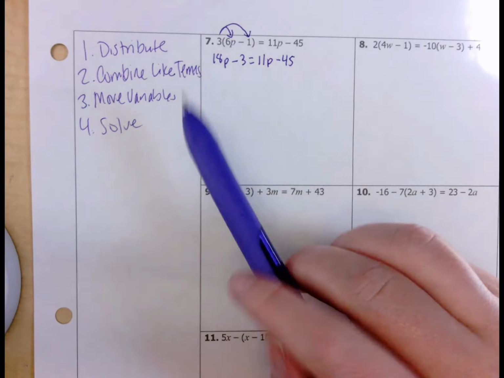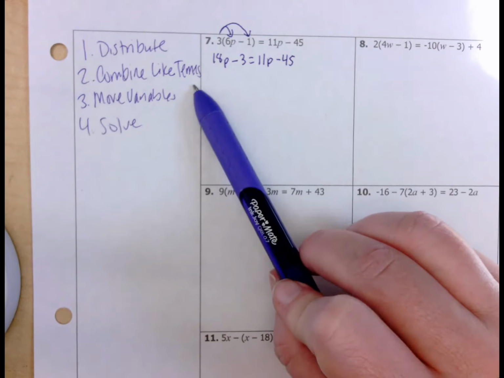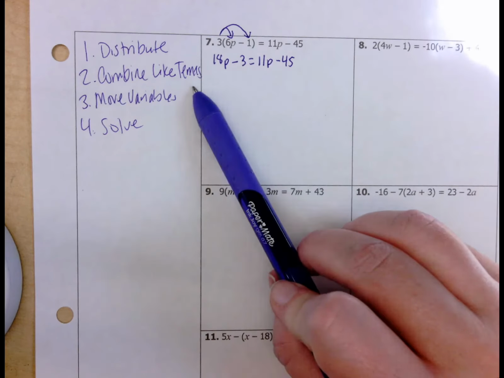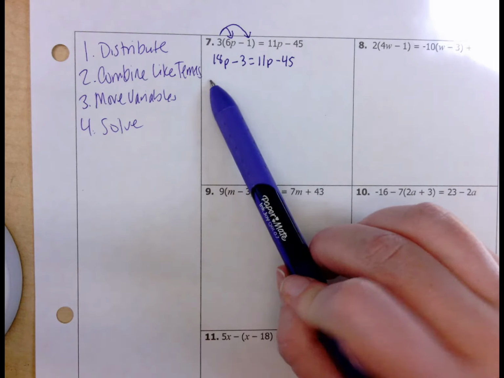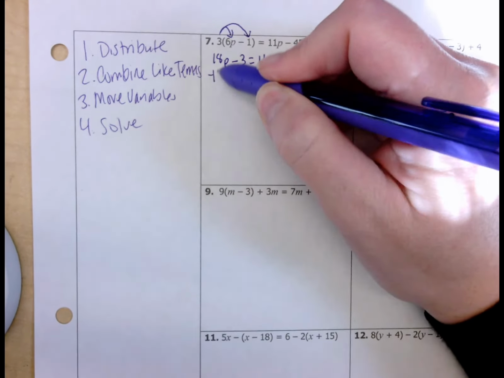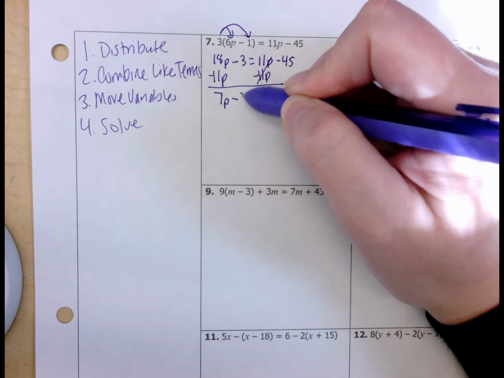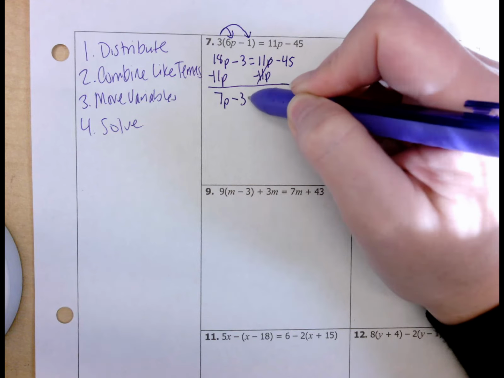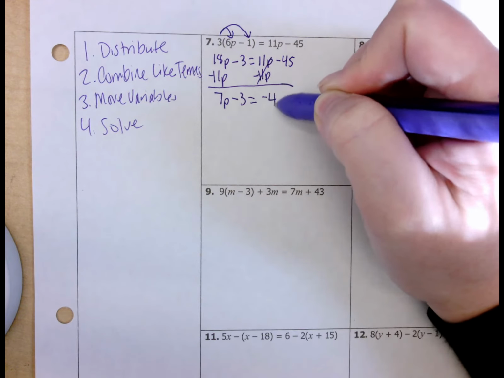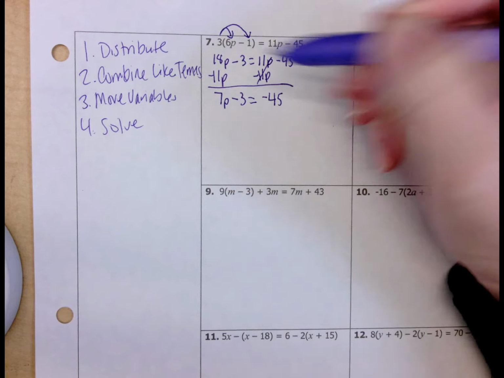So now I have to decide, am I going to move the 18 to the right or am I going to move the 11 to the left? And in this case, again, it's just easier to move the 11 to the left, so that's what I'm going to do. I'm going to subtract it. And on the left side, I'm left with 7p minus 3. And on the right side, I'm left with a negative 45. And then now I have a nice two-step equation that I can solve.